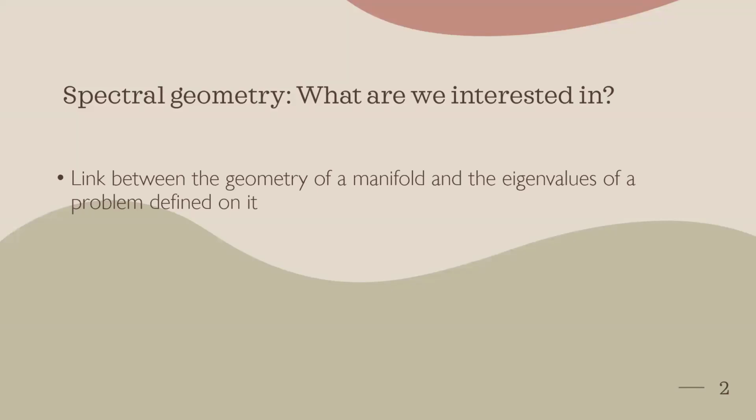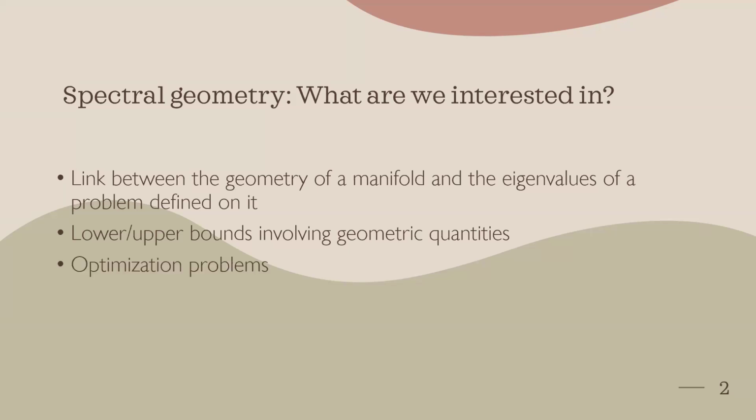And we can find those links from various points of view. We can find, for example, lower and upper bounds that involve geometric quantities, such as the area of the manifold if we're in 2 dimensions, the volume of the boundary, its number of boundary components, the genus, etc. We can find lower bounds for the eigenvalues, but we can also find upper bounds for the ratio of the eigenvalues and also the spectral gap. And we can also talk about optimization problems. We can think about maximizing or minimizing the first eigenvalue among domains that respect certain geometric properties, such as convexity, with fixed area, with fixed perimeter, things like that.